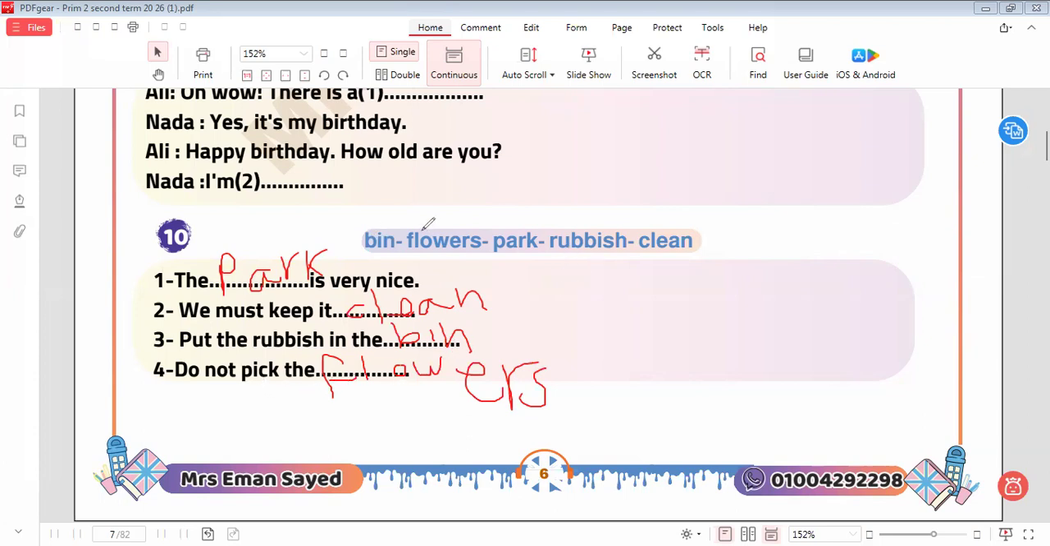Don't pick the flowers. We have here pin, flowers, bark, rubbish, and clean. Let's count all the words here. We have 1, 2, 3, 4, 5. Don't: you have rubbish here, which they can't have. So the answer here will be 1, 2, 3, 4. Only 4 words for these sentences.